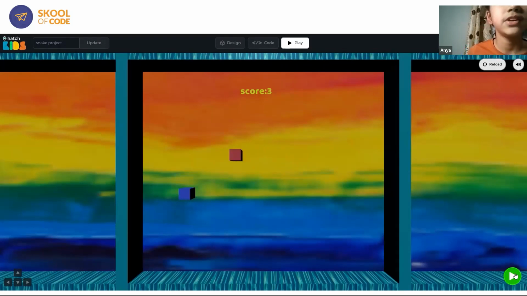And if you bump into a wall, this is how you lose the game. It just says game over. So basically that's how you play the game. Also, when you play the game, the score comes here, showing how much food you collected.